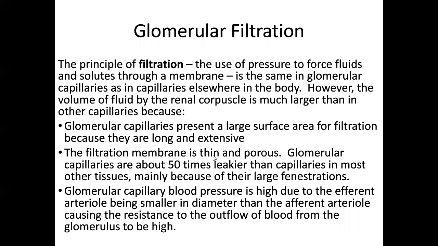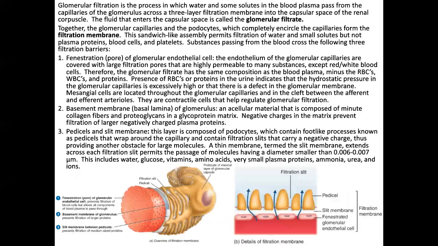Second, that filtration membrane, as we saw on the previous page, is very thin and porous. That makes these capillaries about 50 times leakier than most other capillaries in other tissues, and that's because of those large fenestrations. And third, the blood pressure inside of those capillaries is very high because the efferent arteriole is quite a bit smaller than the afferent arteriole, which causes resistance to the outflow of blood from the glomerulus to be high.